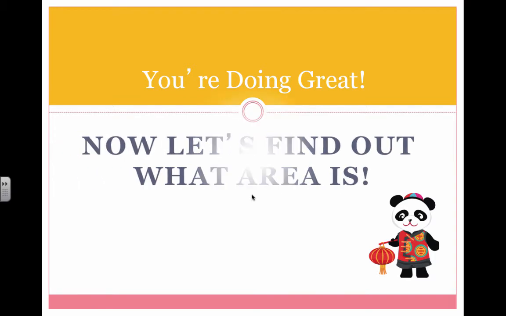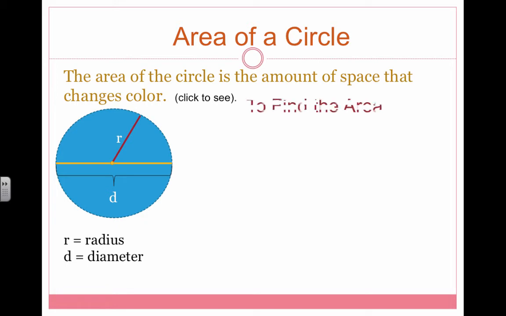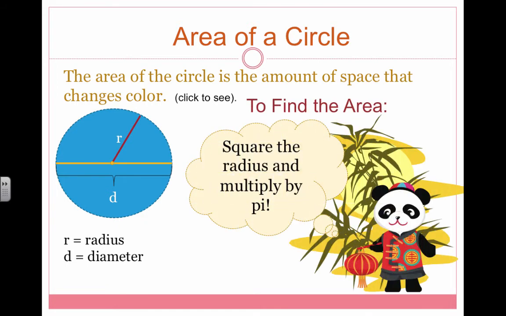Now let's find out what area is. The area of a circle is the amount of space that changes color. It won't always change color, but in this circumstance, it's the amount of space that changes color. Well, I think we can determine that that's inside the circle, okay? So to find the area, square the radius and multiply by pi. So it's going to be area equals pi r squared. Remember, the radius is the r, okay? So we're just going to take pi and multiply it by r squared.